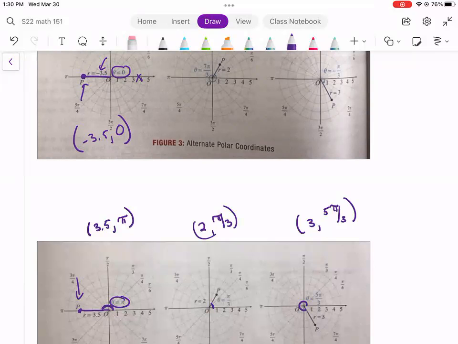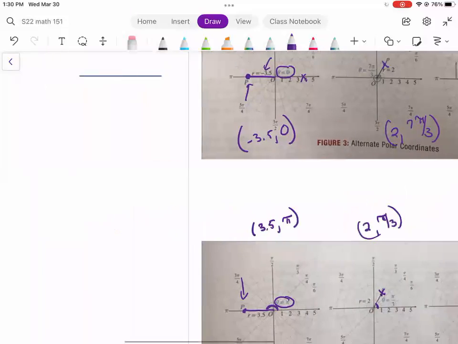Here, theta is 7 pi over 3, and r is 2. Again, just a different description of where we are, but we end up in the same location. And last but not least, we can make our theta negative pi over 3 instead of 5 pi over 3, and our radius is still 3, which puts us in the same location.